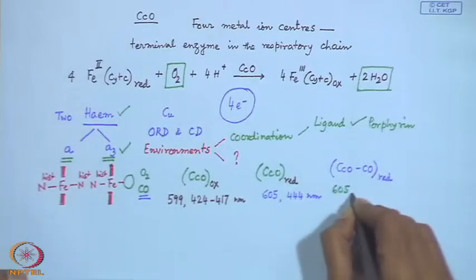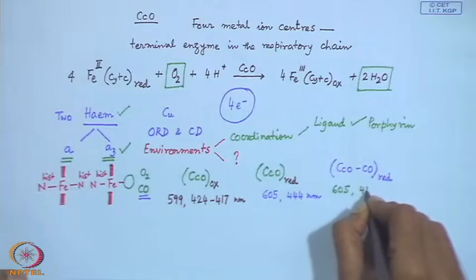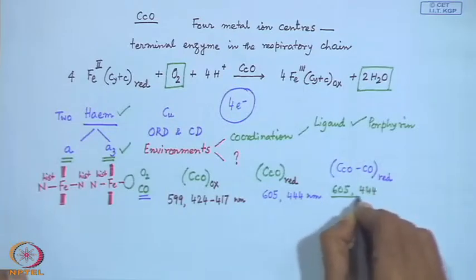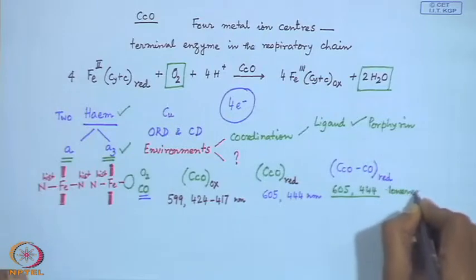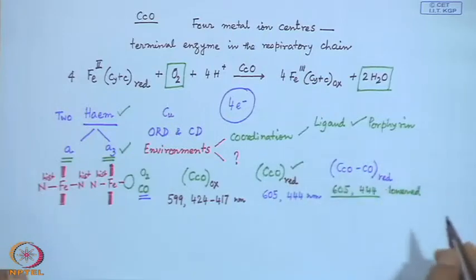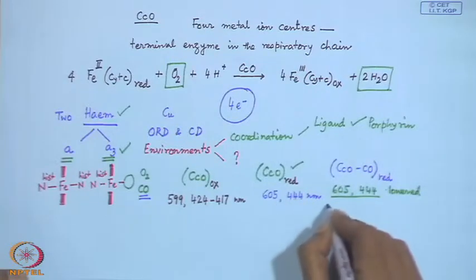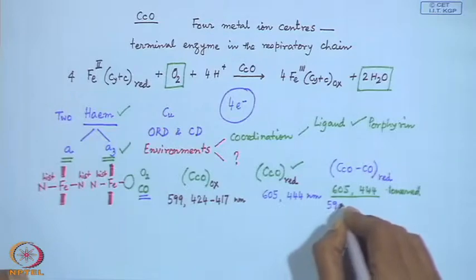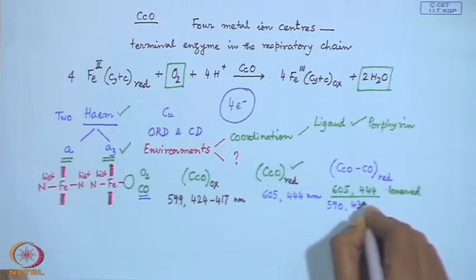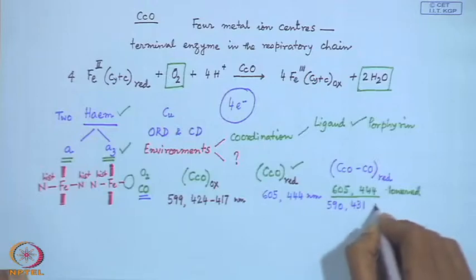The spectral positions like 605 or 444 are lowered in intensity compared to the reduced cytochrome C oxidase, whereas the other signatures, the corresponding lambda max values at 590 and 431, remain unchanged.